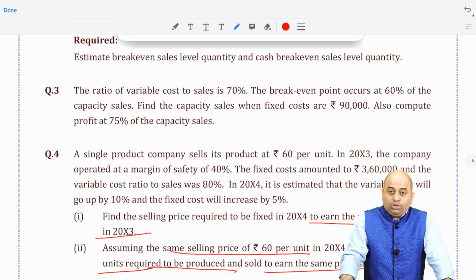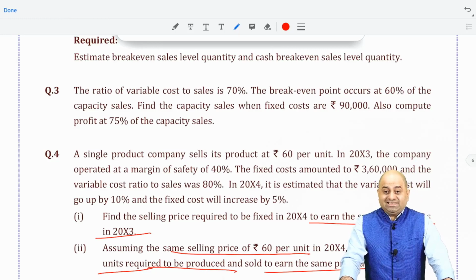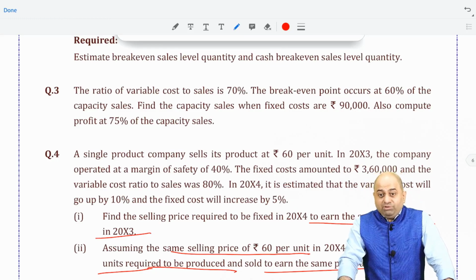So again, the question is still the same. What should be kept the same and what should not be kept the same, what should change, etc. That is what you should understand. Selling price will remain the same, they want the profit the same, so accordingly you have to solve this question. Please remember these types of questions well, as there are high chances of these being present in the paper.